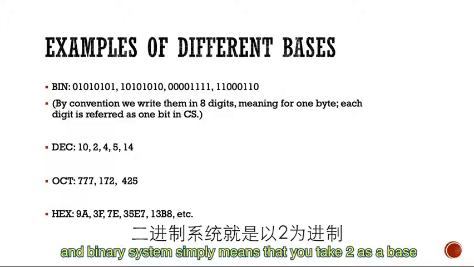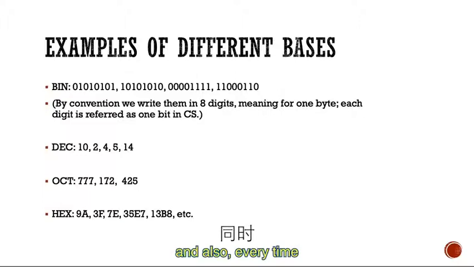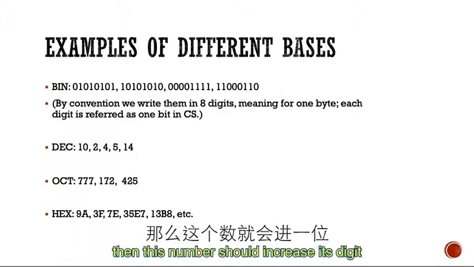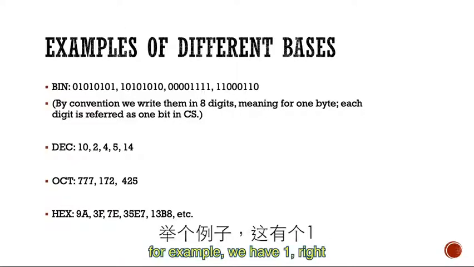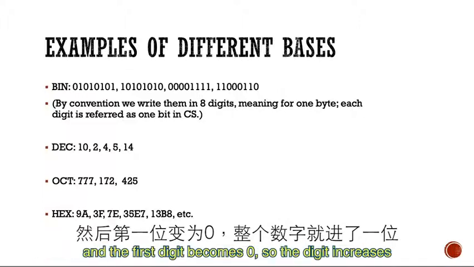And the binary system simply means that you take 2 as a base, so there couldn't be any presence of the character 2. And also, every time a number exceeds the value of 2, or equals the value of 2, then this number should increase its digit. For example, we have 1, right? But if we have 2, then an additional 1 is added to the second digit, and the first digit becomes 0, so the digit increases.